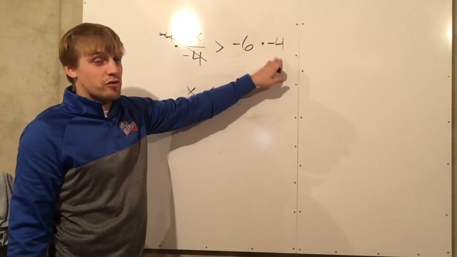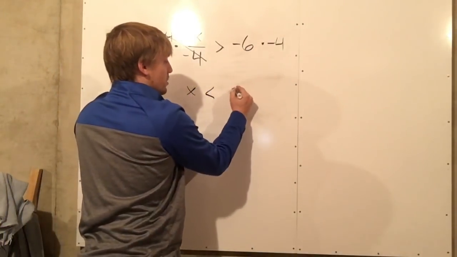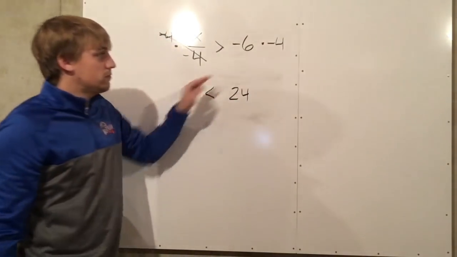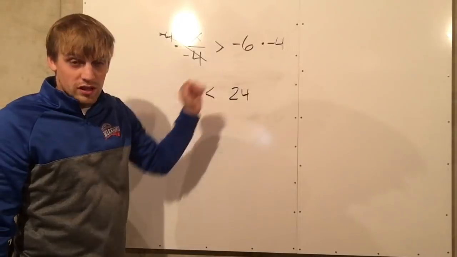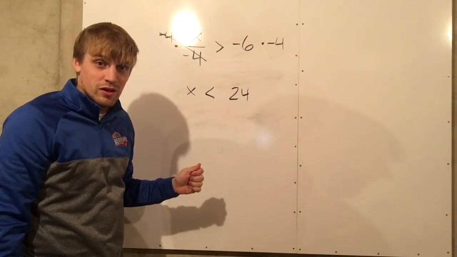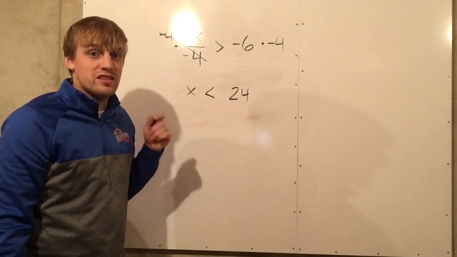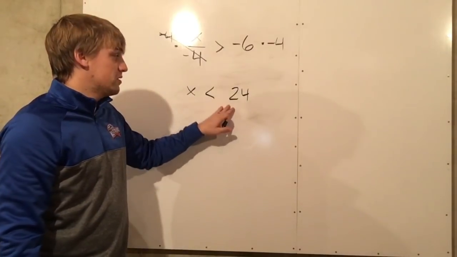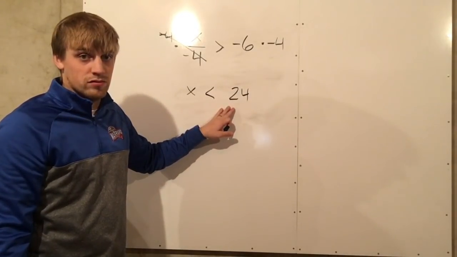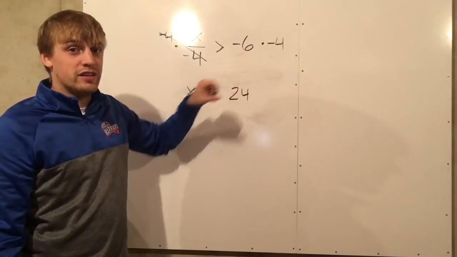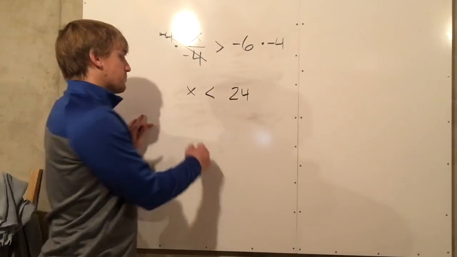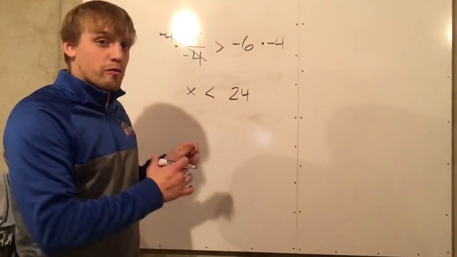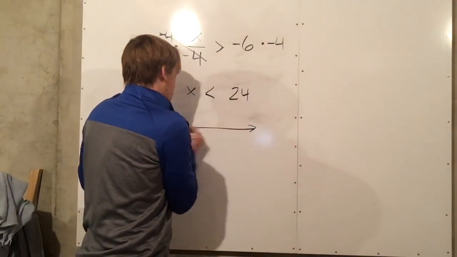-6 times -4. 6 times 4 is 24. A negative times a negative. The signs are the same. So when you're multiplying and dividing and the signs are the same, your answer is positive. And you should remember that from the previous section. Okay?